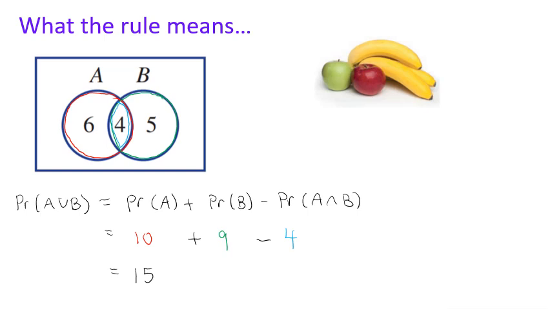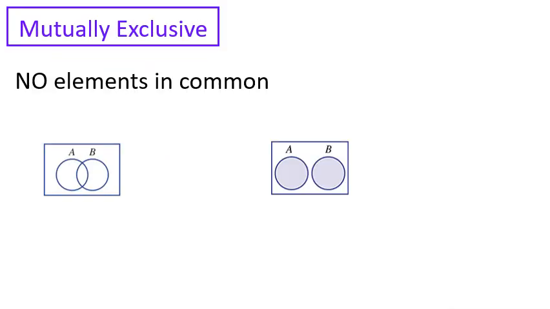To work out if that's correct, A or B is basically this whole section here. So we add them all up. It would be 6 plus 4 plus 5. Yep, that equals 15. I just wanted to remind you what mutually exclusive means. It means there's no elements in common. So in this middle section here, there's nothing, 0. It can also be drawn like this second Venn diagram, no overlap at all. There's nothing in the middle.